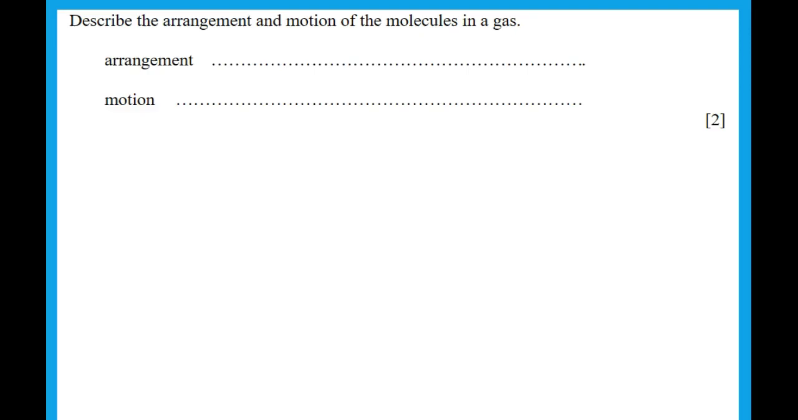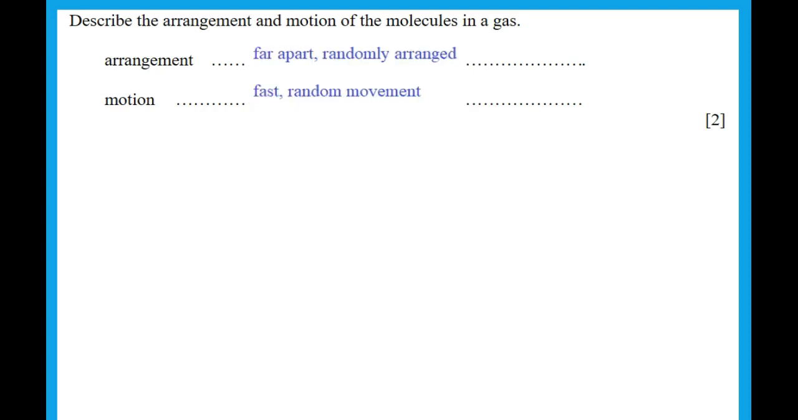Now, these were questions from the multiple choice paper. Now we'll go into some questions that you might see in the short answers paper, which is paper 4. Describe the arrangement and motion of molecules in a gas. So for any gas molecules, when you talk about arrangement, you want to say, are they near or far, and how are they arranged? So any gas, they are far apart, randomly arranged. When we talk about motion, how are they moving?